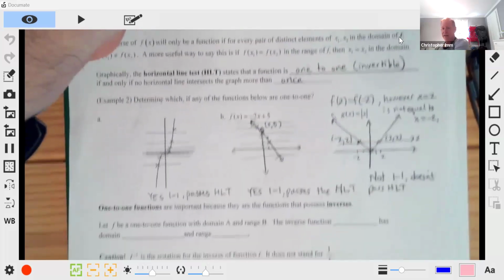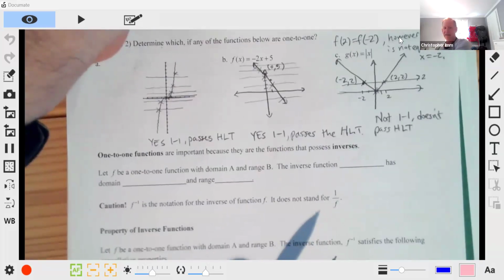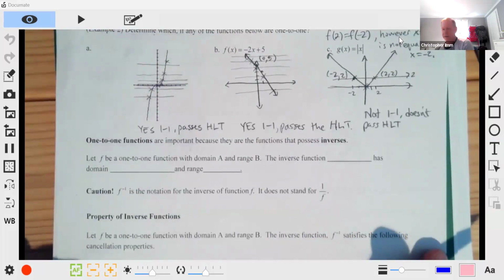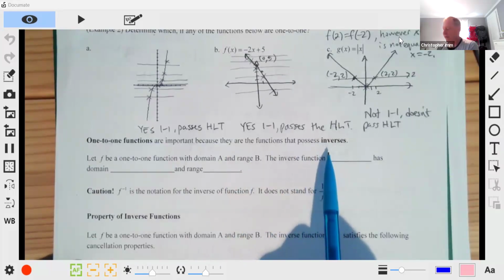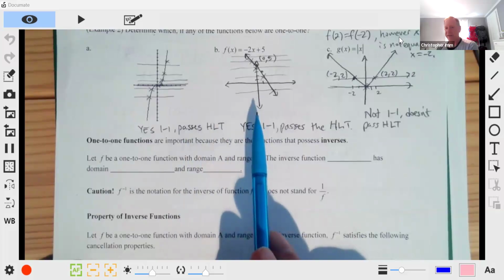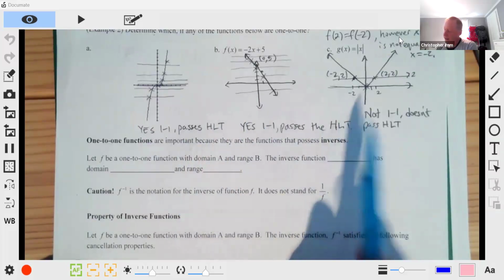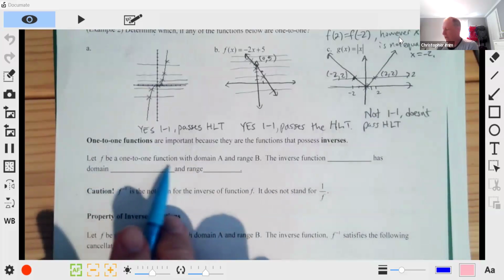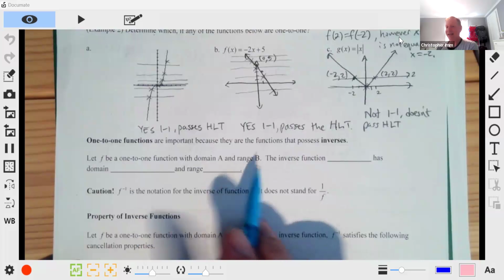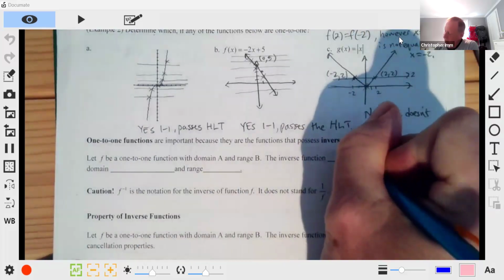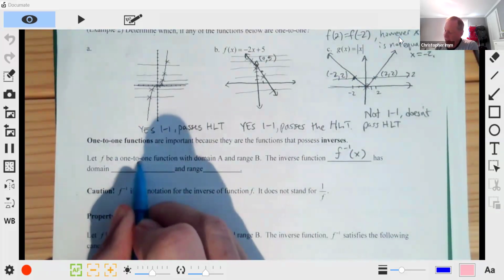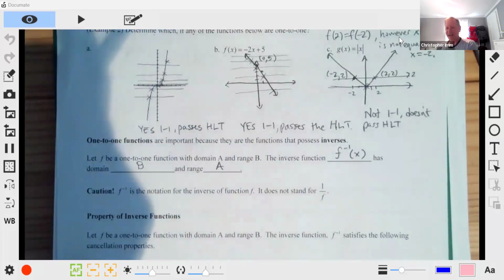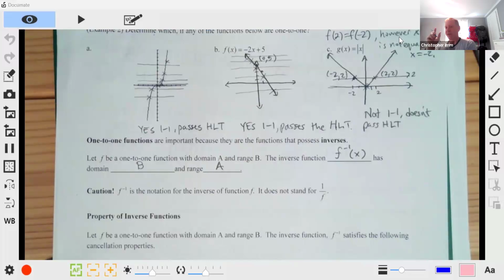All right. So now that we sort of identified these, which ones have inverses and don't, 1-to-1 functions are important because they are the ones that possess inverses. So these first two would have an inverse, and we could find it. The last one does not. It turns out if f is a 1-to-1 function with domain A and range B, the inverse function, which is denoted f to the -1 of x, has domain B and range A. So just like above, where the x and y coordinates are swapped, the domain and range is swapped, and we saw that up above.